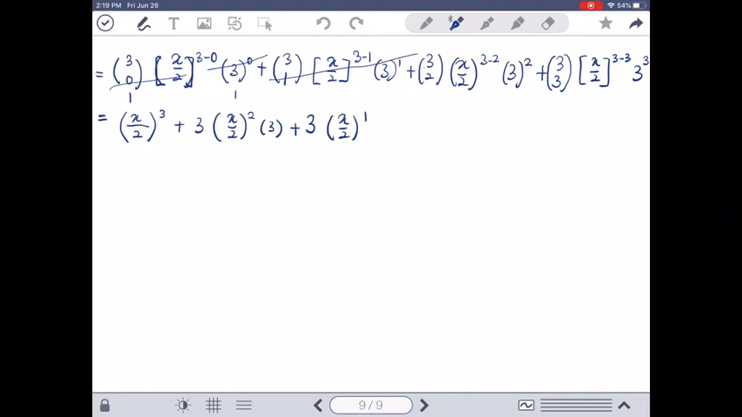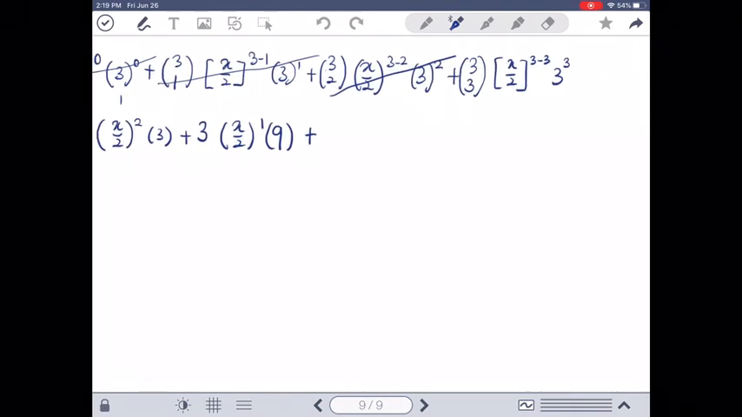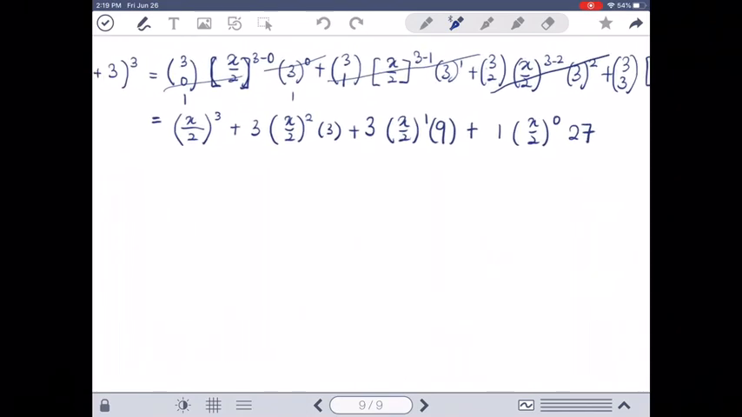Now we add the third term. We have 3 to the power of 2, which is just 9, multiply with 9. So done with the third term. The last term, 3C3, is just equals to 1 times (x/2)^0, 3 to the power of 3 minus 3 is equals to 0. 3 to the power of 3 is equals to 27.